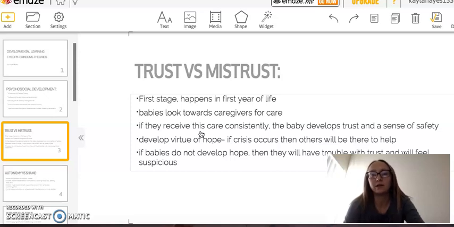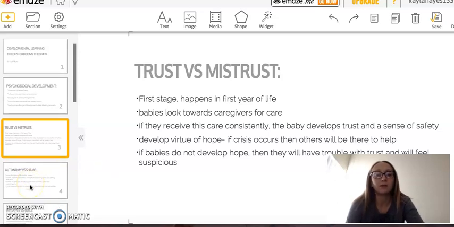And in this stage, basically, a baby looks towards their caregiver, which is generally their mom or dad. And if they receive care consistently, then the baby is able to develop the sense of trust and safety and security. And it helps them develop a virtue of hope. So basically, if a crisis were to occur, then they would know that others would be there to help them and support them. But if babies don't develop this virtue, then basically they'll feel constantly suspicious of others around them and will have trouble trusting others because they weren't able to develop that virtue. So that's trust versus mistrust.